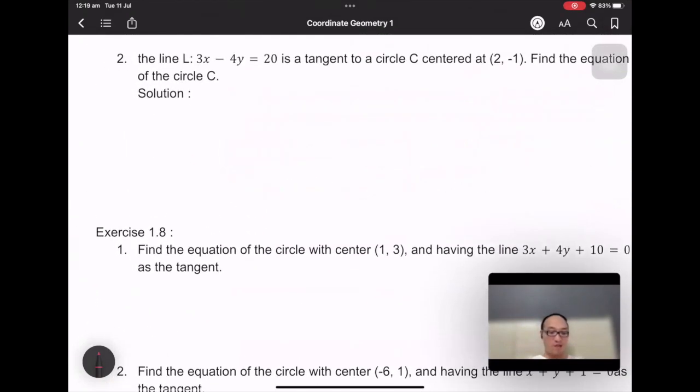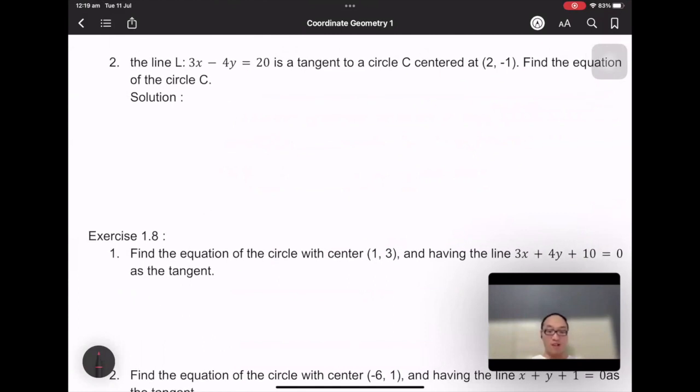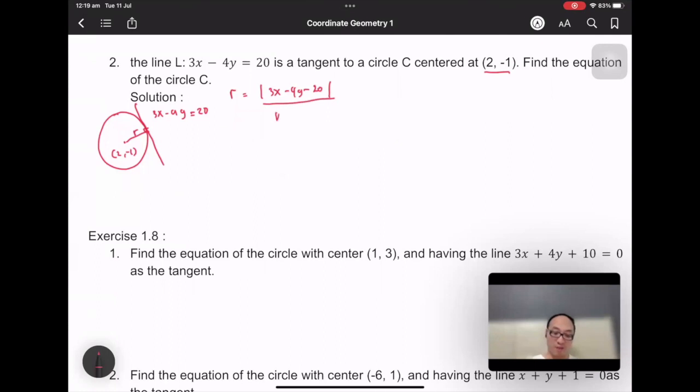Number 2. The line L is a tangent to the circle centered at 2, negative 1. Find the equation of the circle. So this is the center. So if we draw, this is 2, negative 1. And this is the radius, perpendicular. And this is 3x minus 4y equals 20. So we can find the radius using the formula again, 3x minus 4y minus 20. So we have to make it in this form. Square root of the Pythagoras, 3 square plus 4 square.